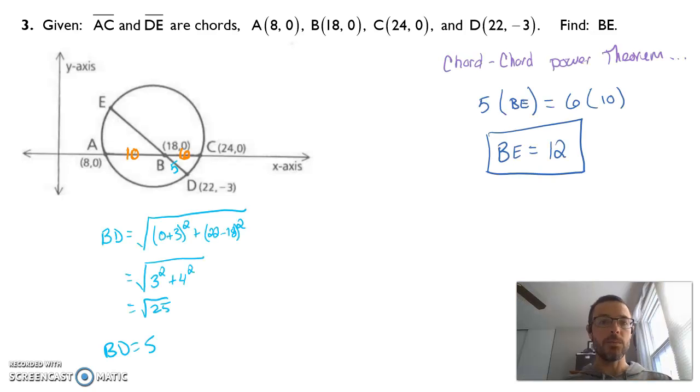Ideas to recall from this one: the distance formula we can use to find segment BD's length. We can count, or just use subtraction, to find segment AB's length and segment BC's length. And then the chord power theorem from our circles unit, Chapter 10, gives us 5 times BE is equal to 6 times 10. We know that this length of BE is equal to 12.